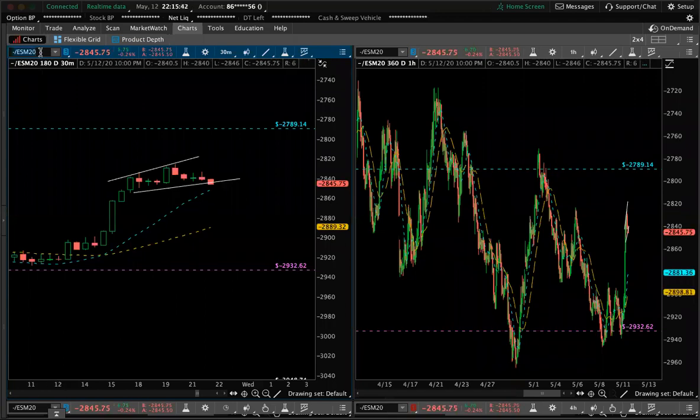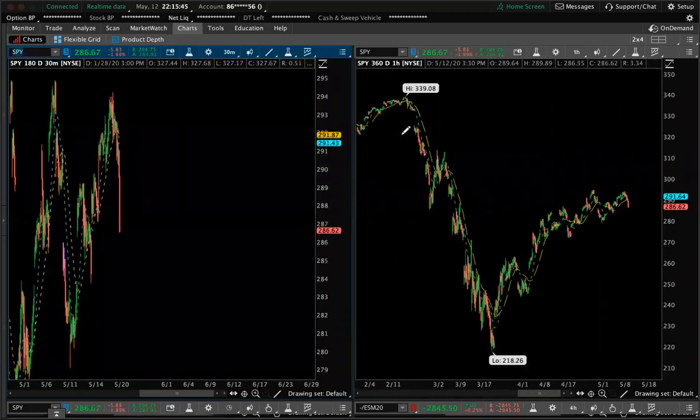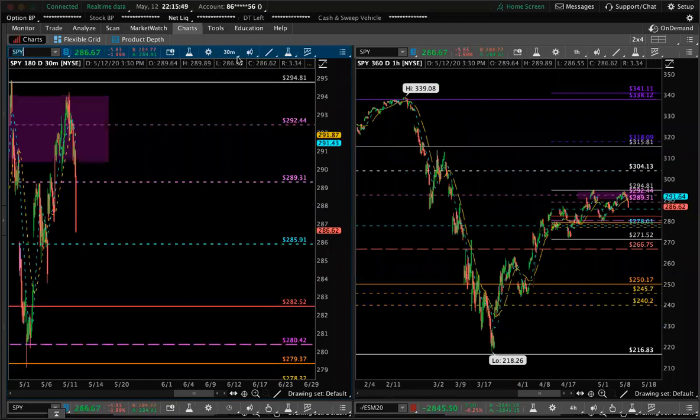Let's actually go to SPY real quick too. There's just a lot of things. You need confirmation. Confirmation is important.